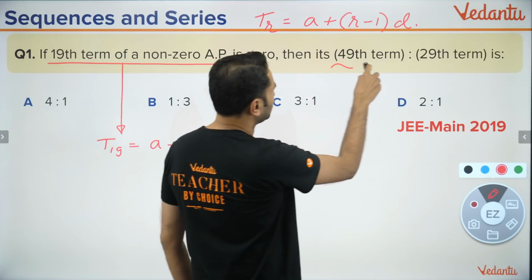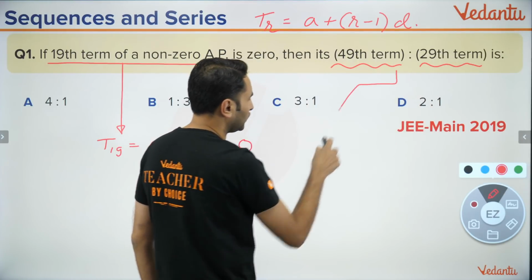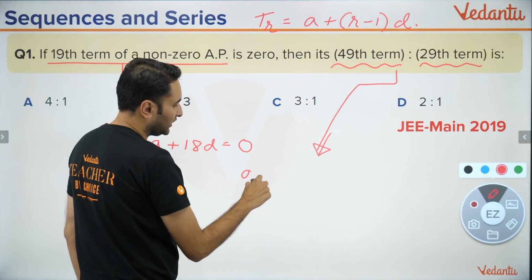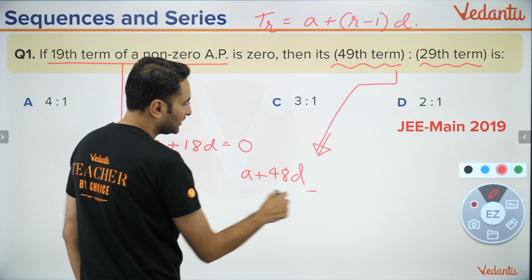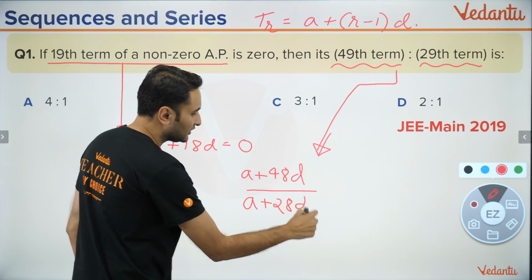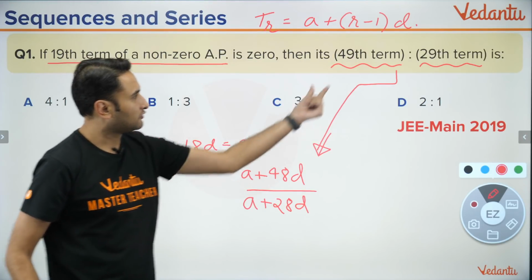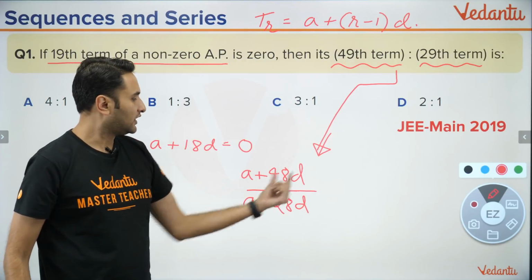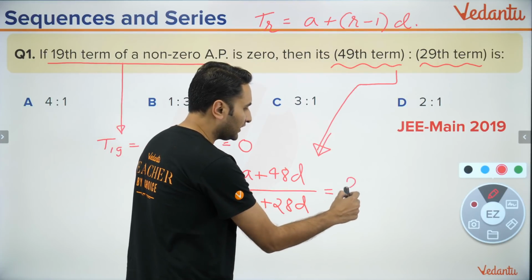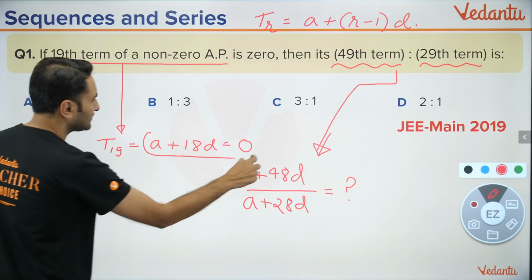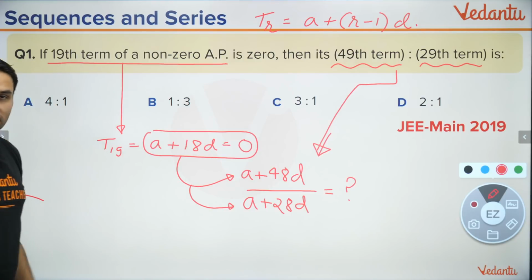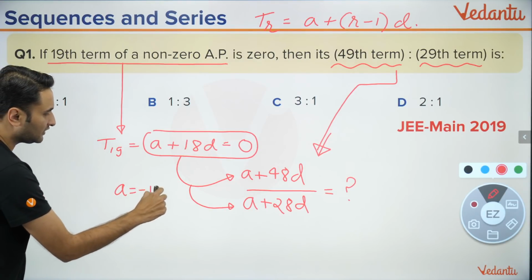Then you want the ratio of the 49th and the 29th term. The 49th term will be A plus 48D, upon the 29th term, A plus 28D. A plus (n minus 1)D, that is 49 minus 1 D, and A plus (29 minus 1)D. So simple. From here, you know the value of A. A is minus 18D.